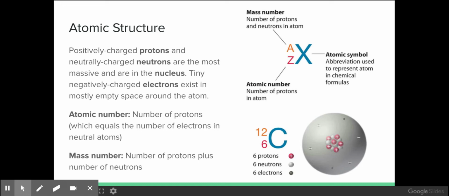You should know that the atomic number, which is given as the bottom number in nuclide symbol notation, equals the number of protons, which also equals the number of electrons for neutral atoms. You should also understand that the mass number of any element written in nuclide symbol notation is simply the sum of the protons plus neutrons. In this case, carbon-12 has 6 of each.